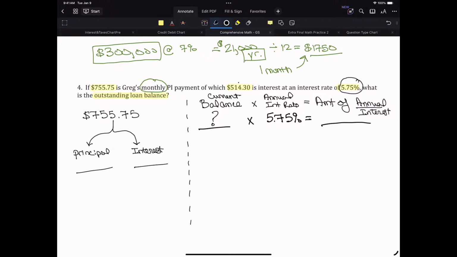It does, however, tell us an amount of monthly interest. It says $514.30 is monthly. So if I multiply that by 12, I would have how much it would be annually. So 514.30 times 12, that's going to give me $6,171.60. And I can put that there. 6,171.60. And now I can solve for this.